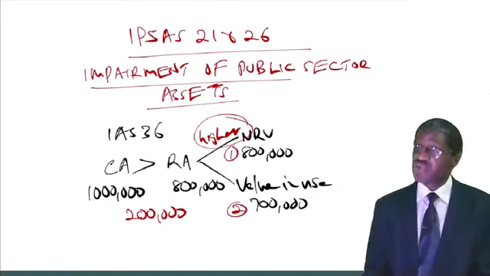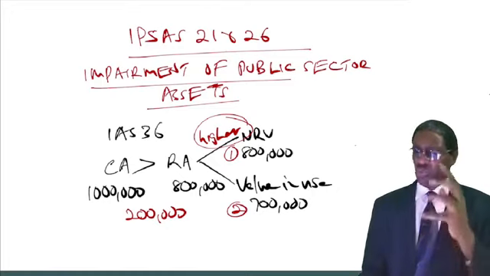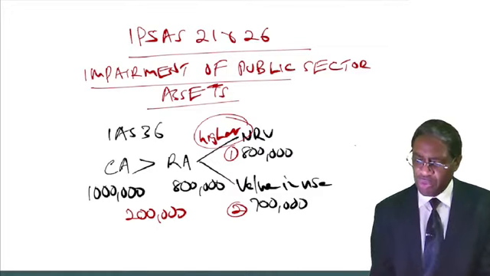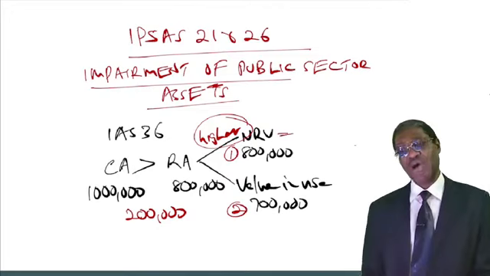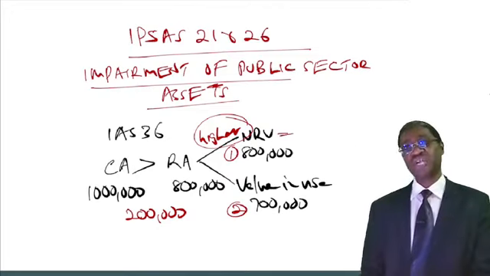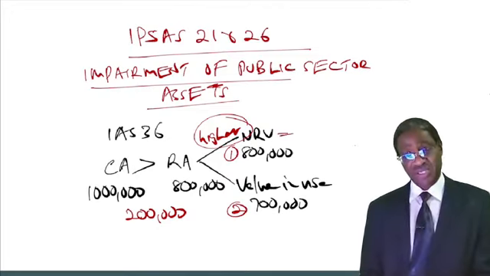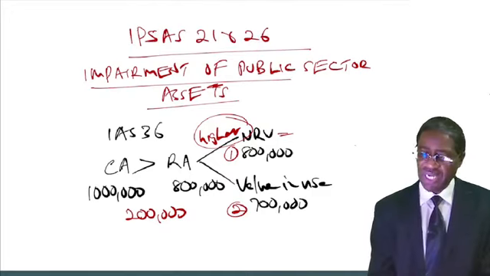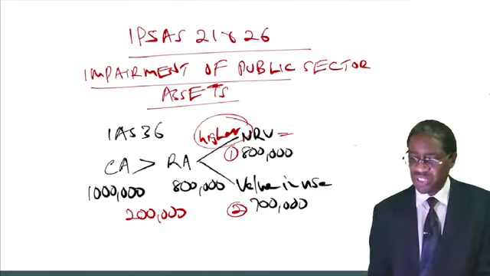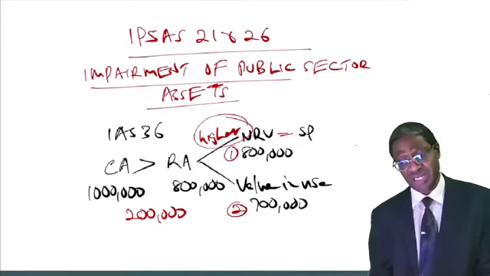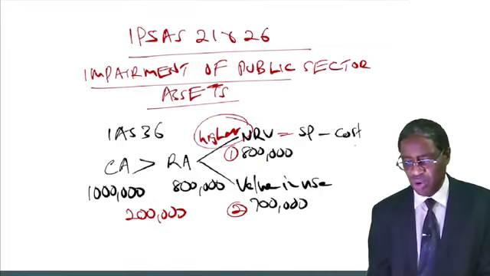Another thing, just to remind you: how do you compute what we were calling the net realizable value of an asset? We said last time that to compute the net realizable value, you take the selling price of that asset and you minus what we were calling the cost to sell.